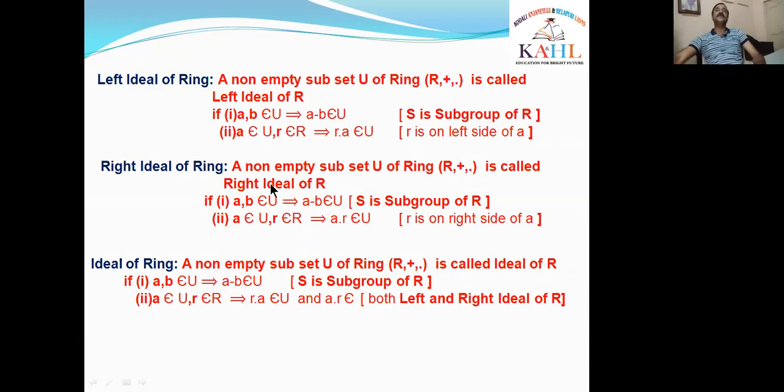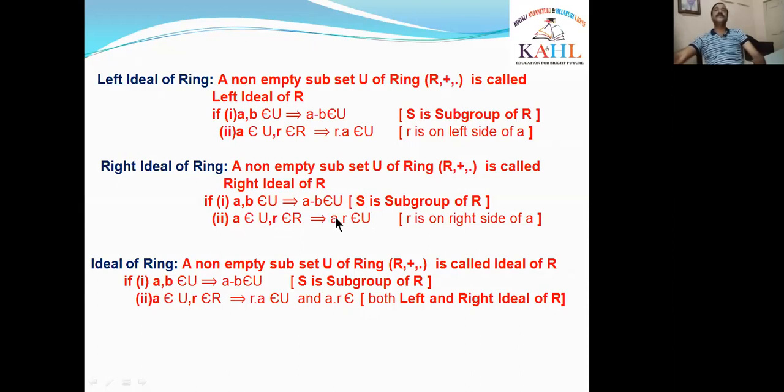What is the right ideal definition? The writing is the same. A non-empty subset U of a ring R, plus, dot, is called a right ideal of R if the first bit is the same, a, b belongs to U implies a minus b belongs to U, and the second one is a belongs to U, r belongs to R implies a dot r belongs to U. If you observe, a is in U, r is in the big set, that is multiplying on the right side of a. So a r belongs to U, r is on the right side. Then we say that U is a right ideal of R.